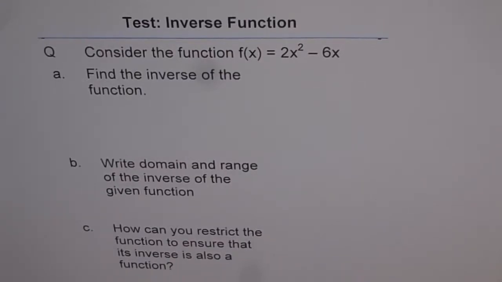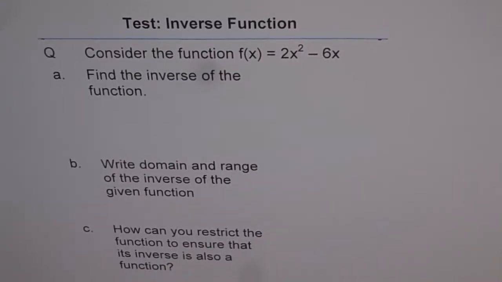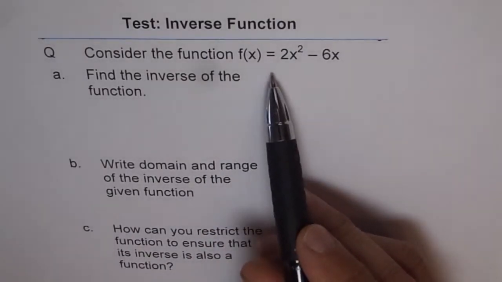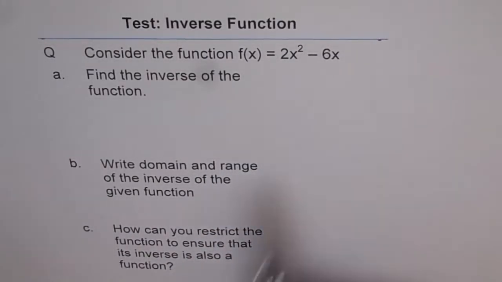In this series of finding inverse functions, I am taking up some examples which involve quadratic functions. Now I've seen students really struggling to get this. So I thought that let's start from the very basics and give some examples, and I hope those examples help them. So the question here is, consider the function f of x equals 2x squared minus 6x.